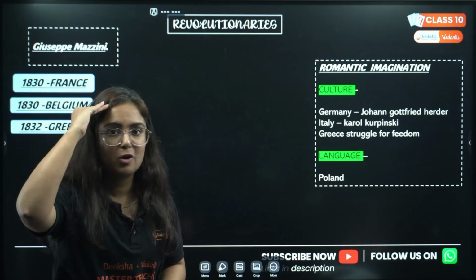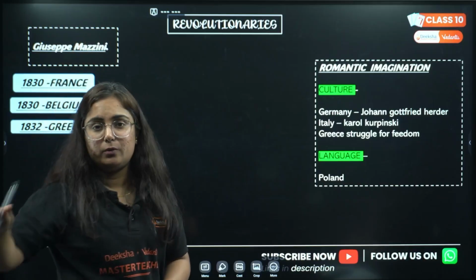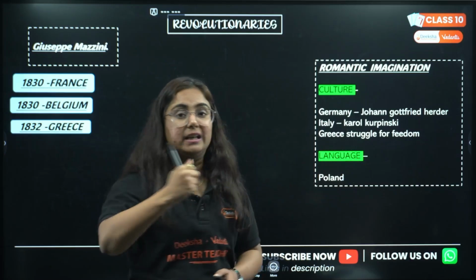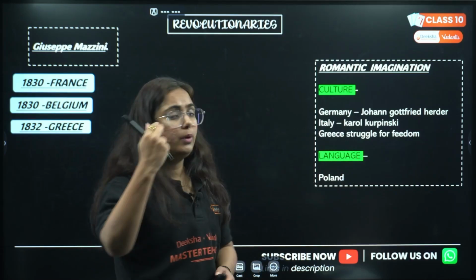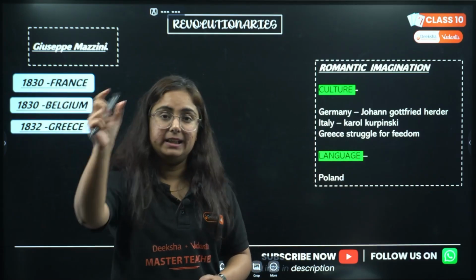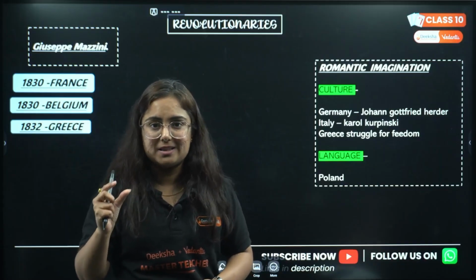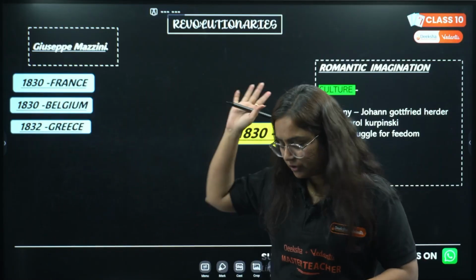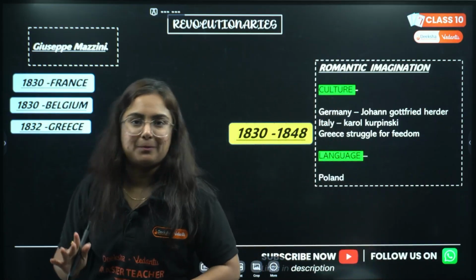Three examples, because the question comes: explain it with the help of three examples. Germany, you will write about Johann Gottfried Herder. Then you will write about Karol Kurpinski in Poland, who took language as the basis. And then you will talk about an issue, that's Polish resistance to Russian occupation. Get it or not, right?